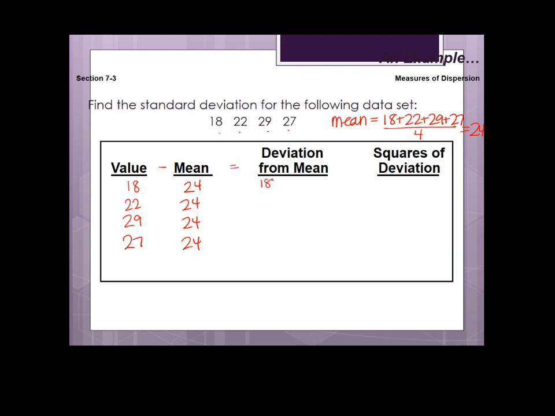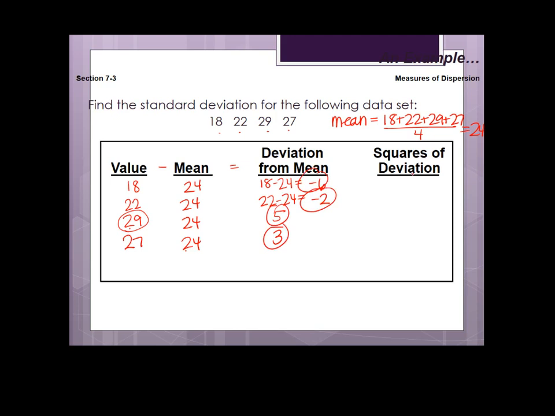So 18 minus 24 is -6. Here I'm going to do 22 minus 24, which is -2. Notice I'm getting negative values because these numbers are less than the mean. Here, 29 minus 24 is 5. That's positive because this was higher than the mean. And here, 27 minus 24 is 3. And it's positive because 27 was higher than the mean. Okay, these are the deviations.